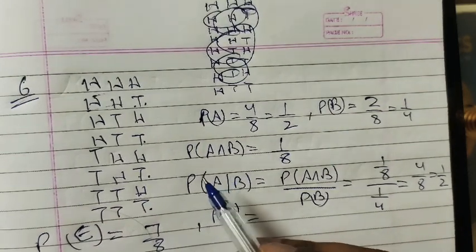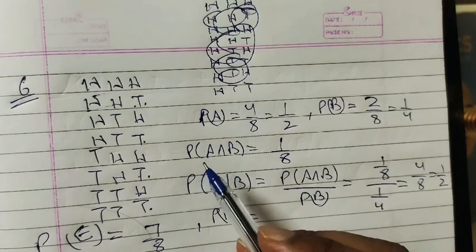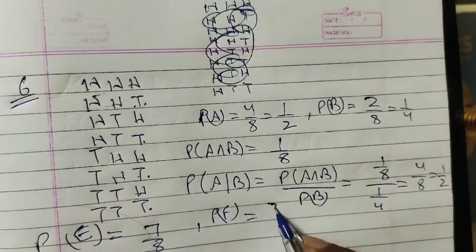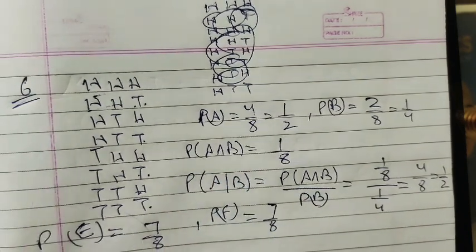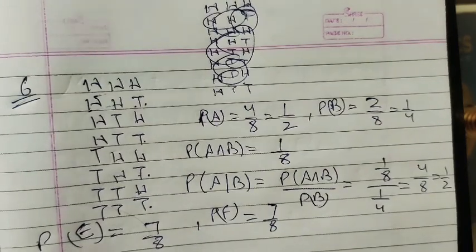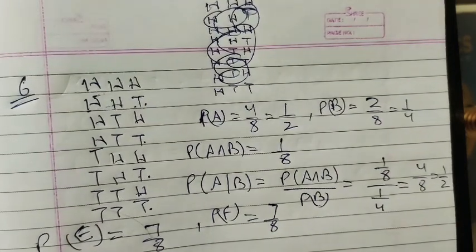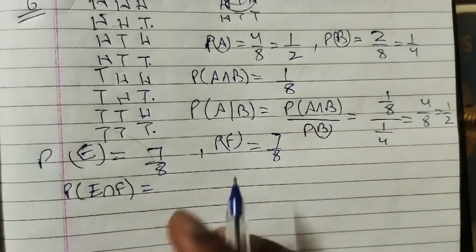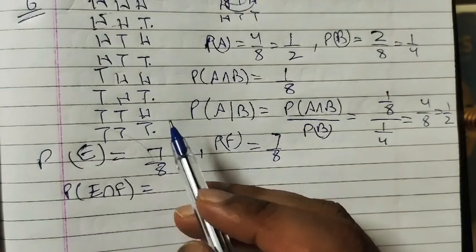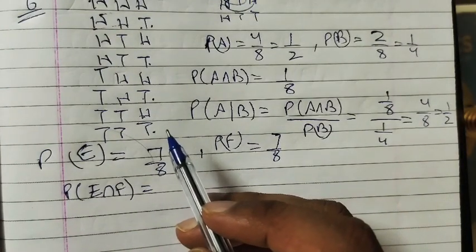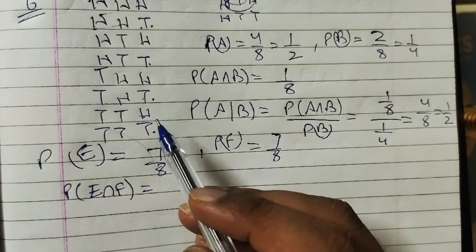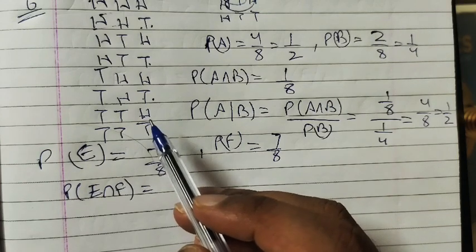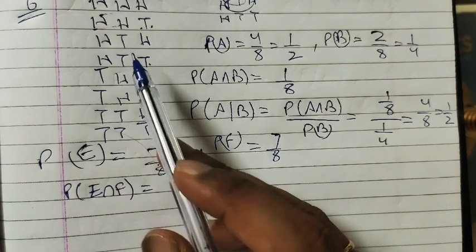So at least 1 tail we can have. So again it is 7 upon 8. So probability of E intersection F, at most 2 tails and at least 1 tail, will be probability of 1 tail and probability of 2 tails, right?